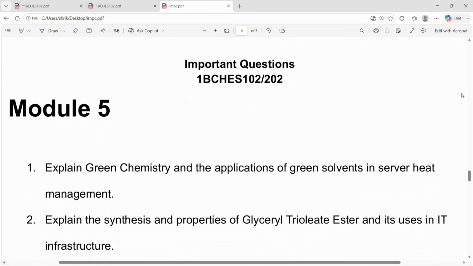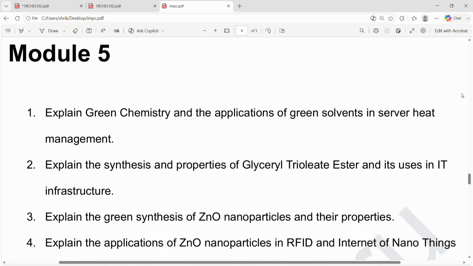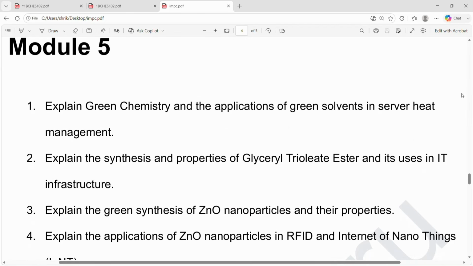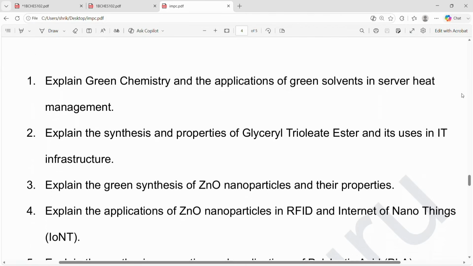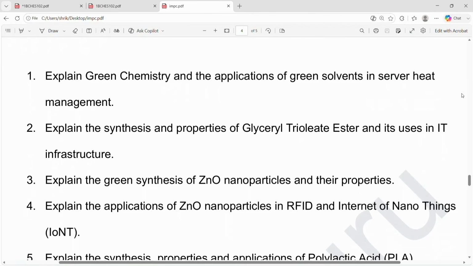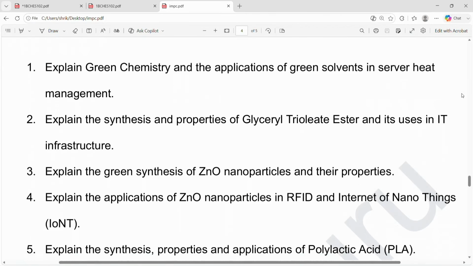Explain the synthesis and properties of glycerol rheolate ester and its uses in IT infrastructure. Explain the green synthesis of ZnO nanoparticles and their properties. Explain the applications of ZnO nanoparticles in RFID and Internet of Nano Things.